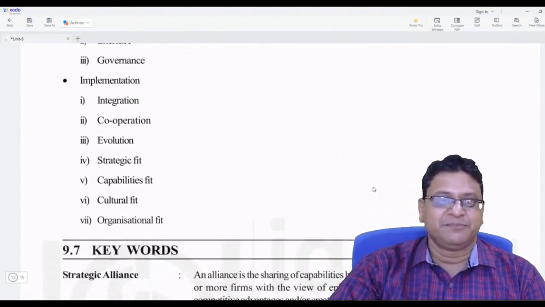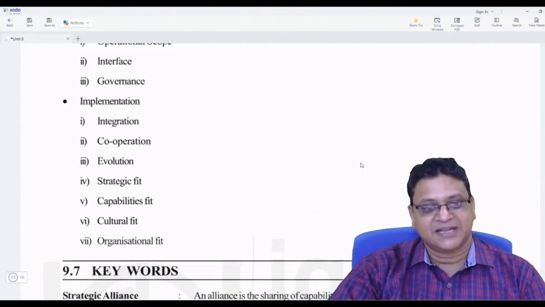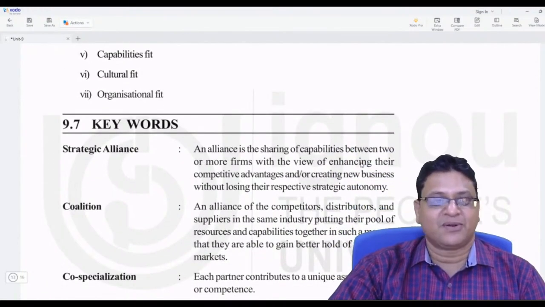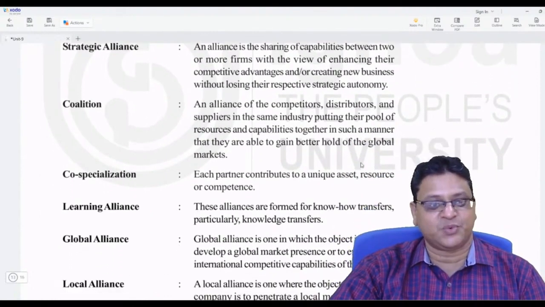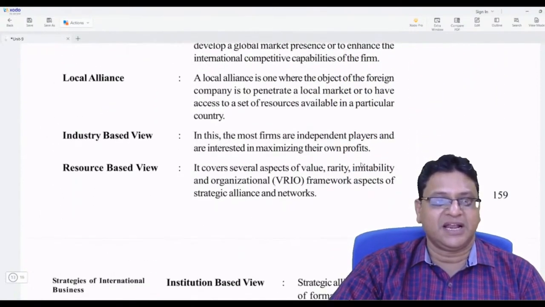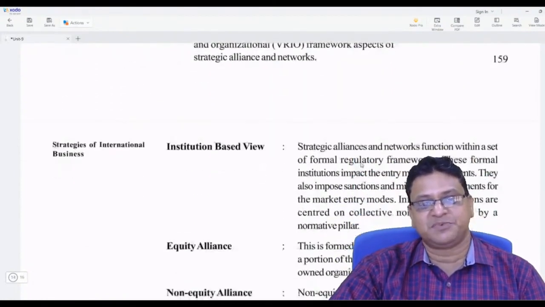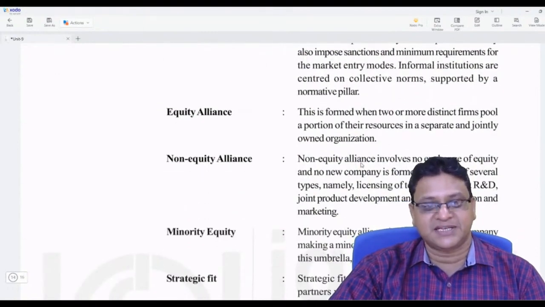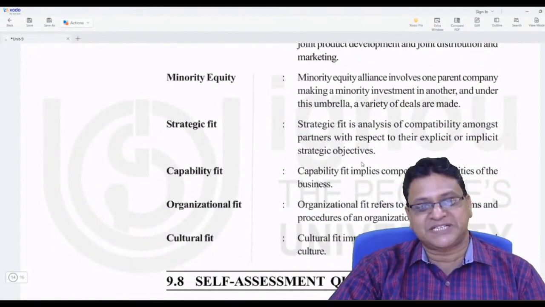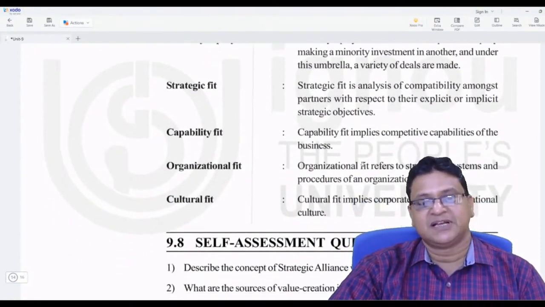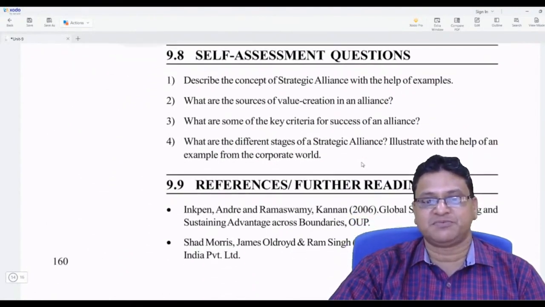And we have discussed implementation and the different fits: strategic fit, capabilities fit, cultural fit, organizational fit. These are certain keywords we have discussed: strategic alliance, coalition, co-specialization, learning alliance, global alliance, local alliance, industry-based view, resource-based view, institutional view, equity alliance, non-equity alliance, minority equity alliance, and different types of fits. These are self-assessment questions and a reference for further reading.